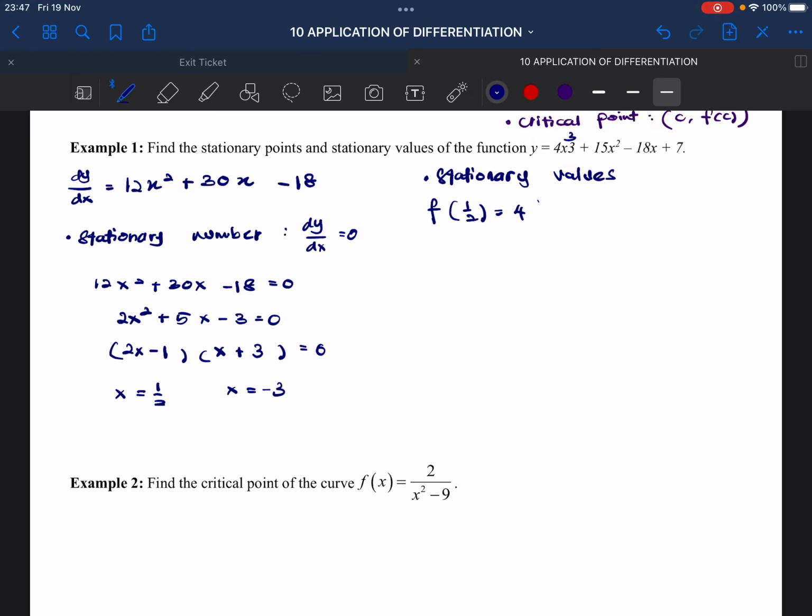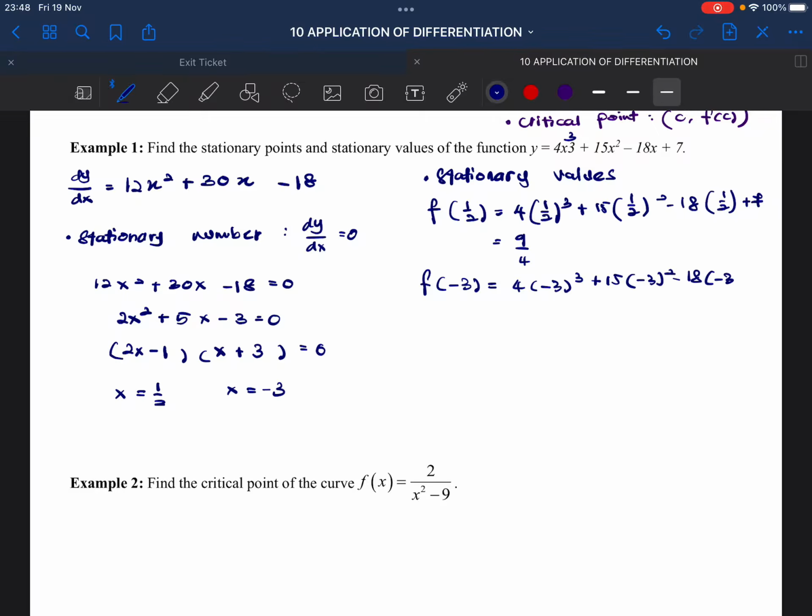So you should have 4 (1 over 2) cubed plus 15 (1 over 2) squared minus 18 (1 over 2) plus 7. That will be 9 over 4. And also there is the number negative 3. So substitute here: negative 3 cubed plus 15 (negative 3) squared minus 18 (negative 3) plus 7. That will get you 88. Okay, 88. Make sure you calculate first.